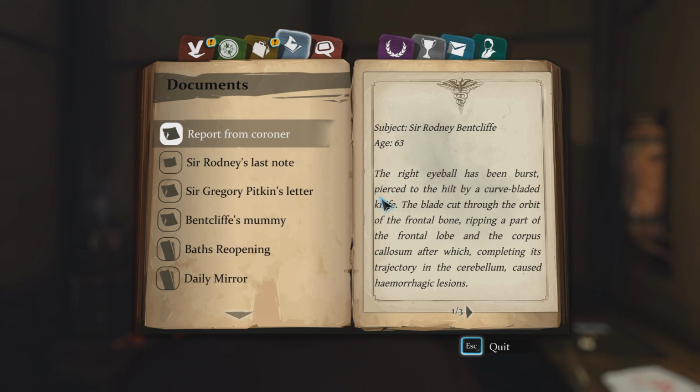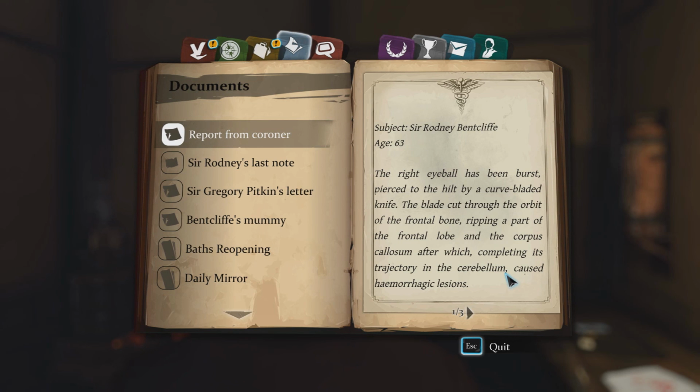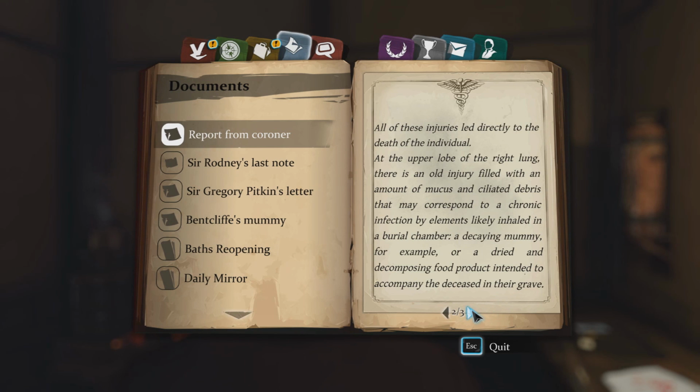Sir Rodney Bentcliffe, age 63. The right eyeball has been burst, pierced to the hilt by a curved-bladed knife. The blade cut through the orbit of the frontal bone, ripping a part of the frontal lobe and the corpus callosum, after which completing its trajectory into the cerebellum, aka the brain, caused hemorrhagic lesions. All of these injuries led directly to the death of the individual. Okay, so we believe that was indeed the cause of death.